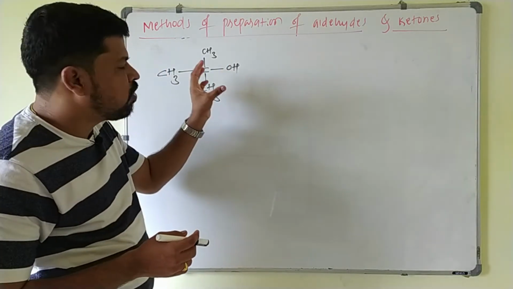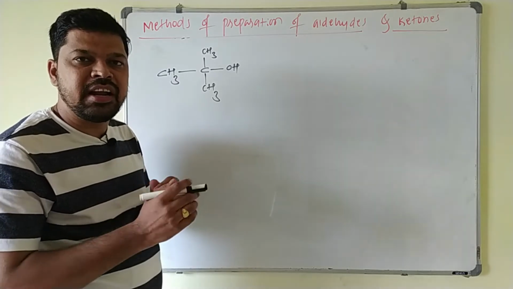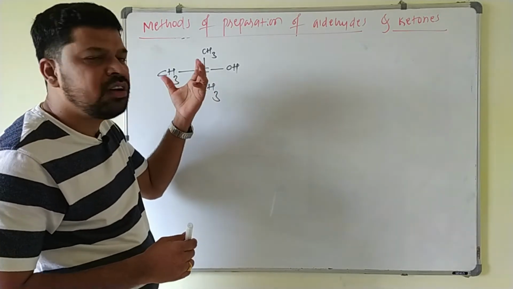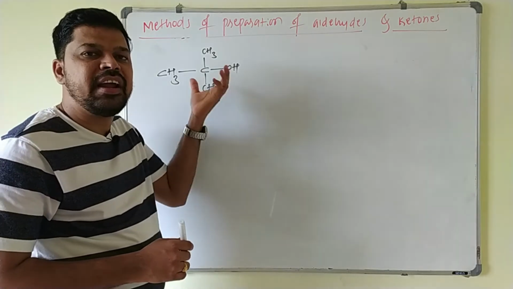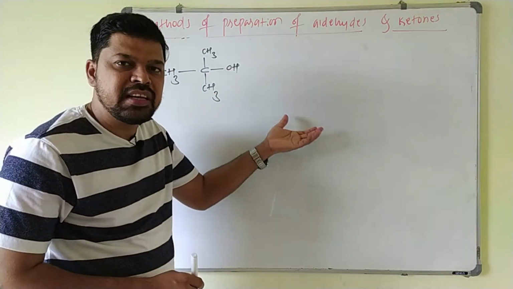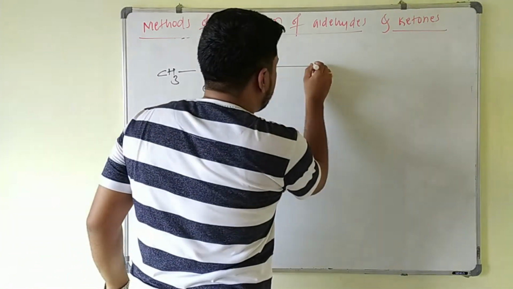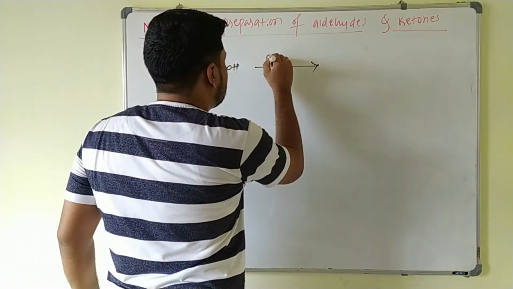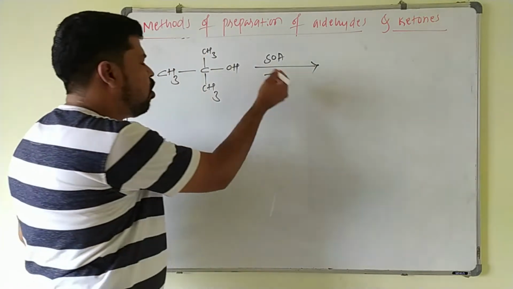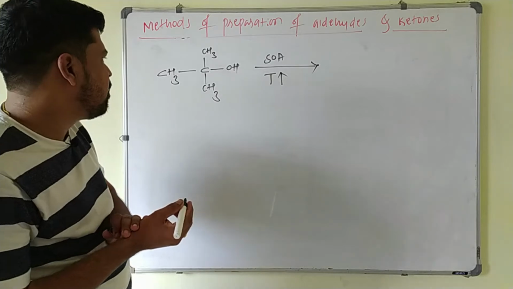If you want to do the oxidation of tertiary alcohol, you have to use drastic conditions like a strong oxidizing agent, and you have to use very high temperature. Under the drastic conditions of strong oxidizing agent and high temperature, they will undergo oxidation to give carboxylic acids containing less number of carbon atoms here.